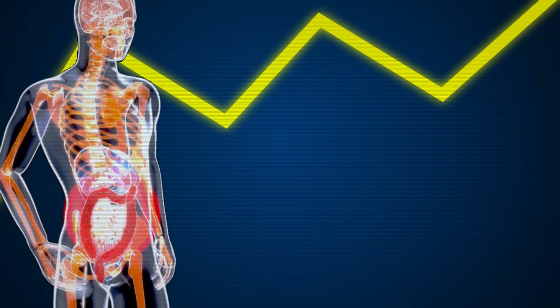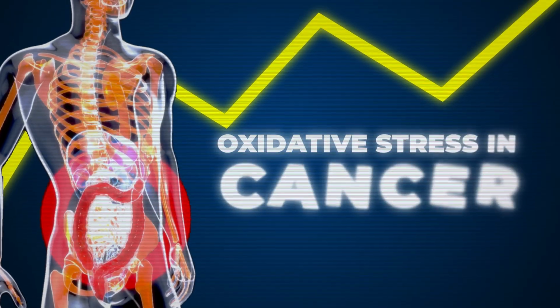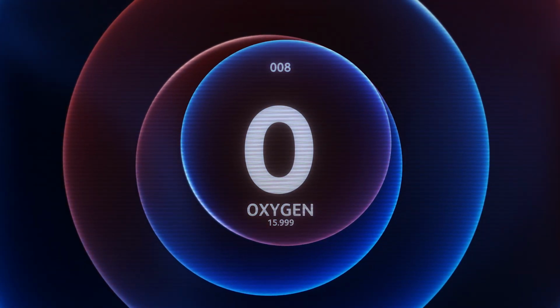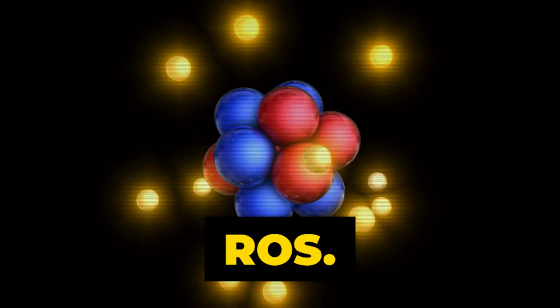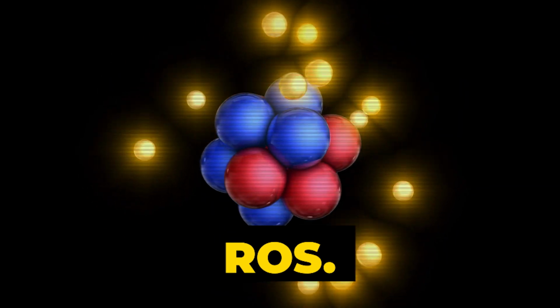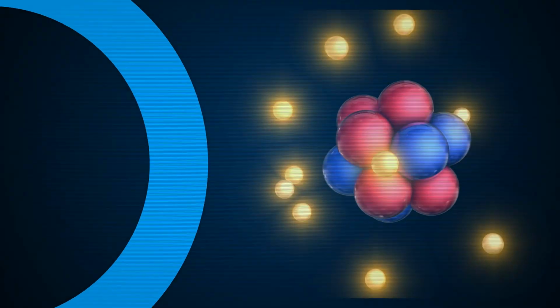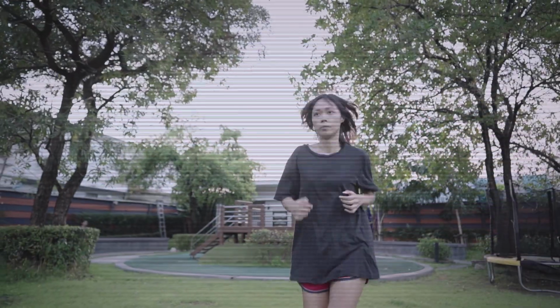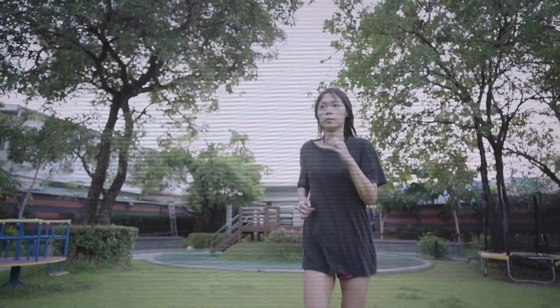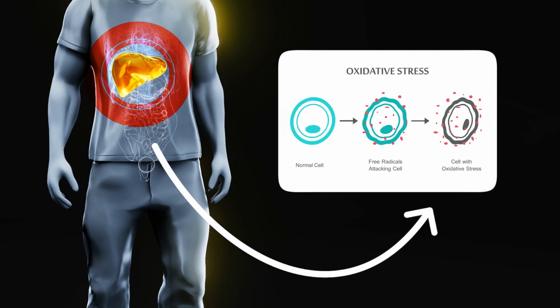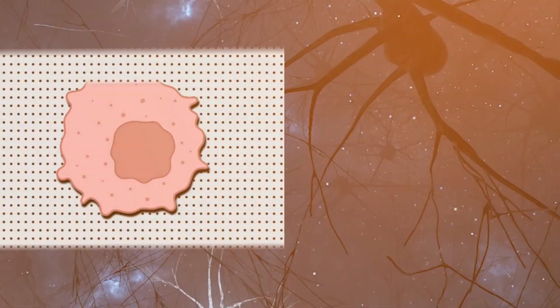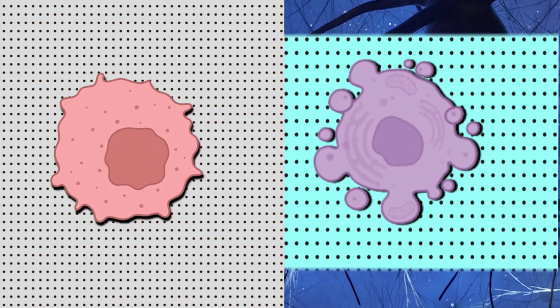Fasting has also been shown to increase oxidative stress in cancer cells by enhancing the production of reactive oxygen species, ROS. ROS are highly reactive molecules that can damage cellular components, including DNA, proteins, and lipids. Cancer cells, due to their high metabolic activity, already experience elevated levels of ROS. Fasting further exacerbates this oxidative stress, pushing cancer cells beyond their threshold and leading to cell death.